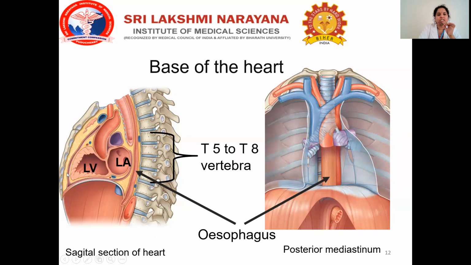So this is the sternocostal surface, this is the diaphragmatic surface, this is the base of the heart, this is the apex of the heart. The base of the heart is mostly formed by the left atrium. When the left atrium enlarges, it compresses the esophagus that runs behind the base of the heart. After removal of the heart, the posterior mediastinal structures are seen, where you can see the course of the thoracic esophagus.